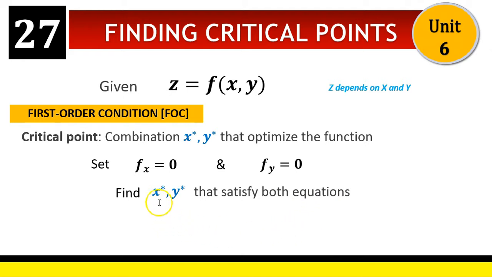Because we are trying to find the optimal x value and optimal y value, we have two unknowns and at the same time two equations. Therefore, we can solve this system. The combination x, y is called the critical point, which will be able to optimize the function.